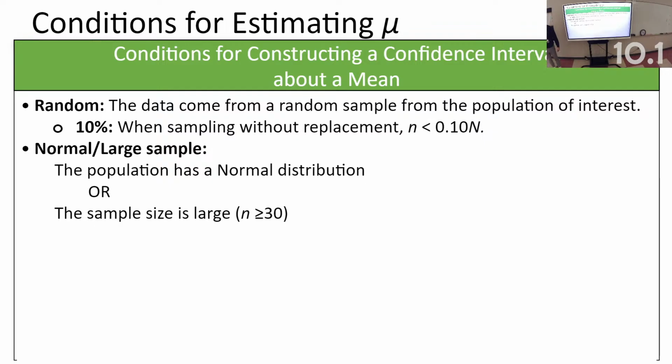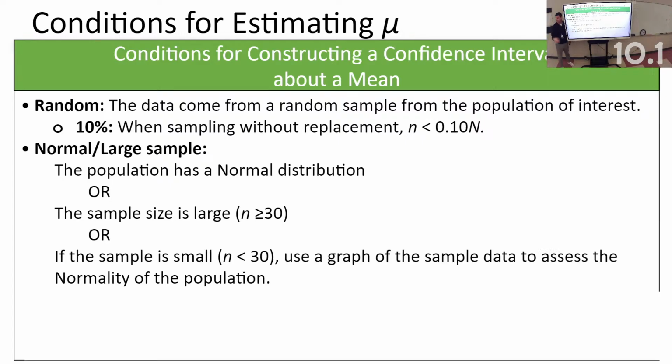Okay? And then here's the third way, and this is the one that gets most everybody. Let's say it's not 30, and we don't know what the population is. Let's say they give you the data from your sample. If they give you the data from your sample, you have to graph that data. It should not look very strongly skewed. It should not have outliers. It should not have gaps. It should just look like a good set of data.